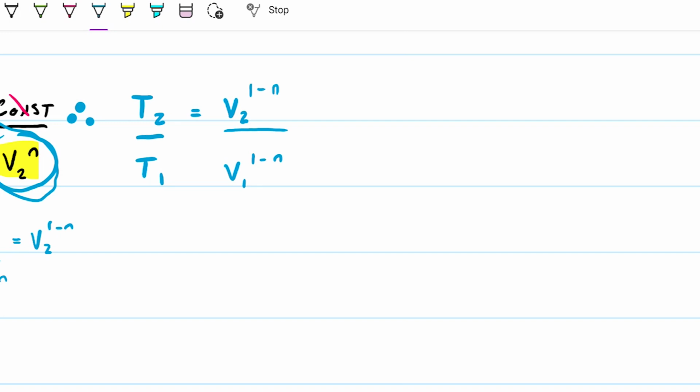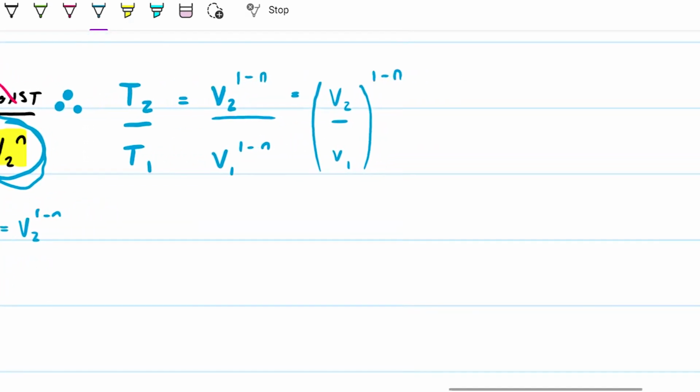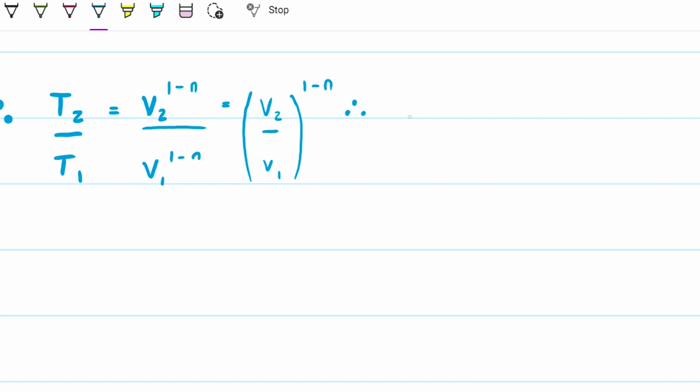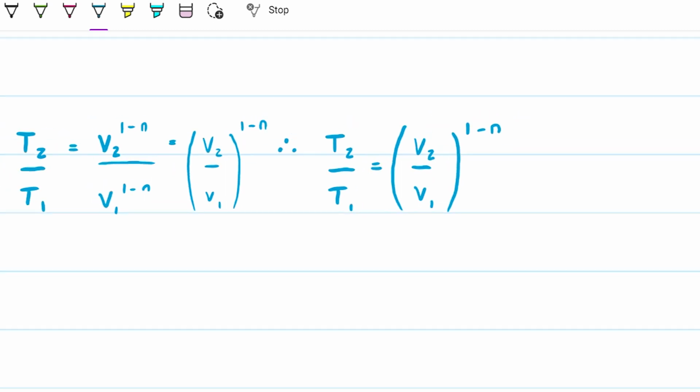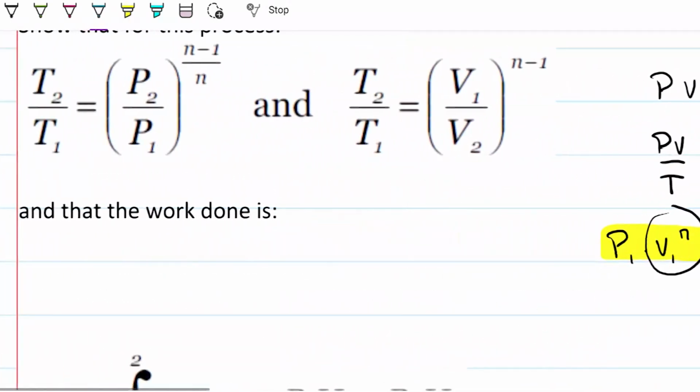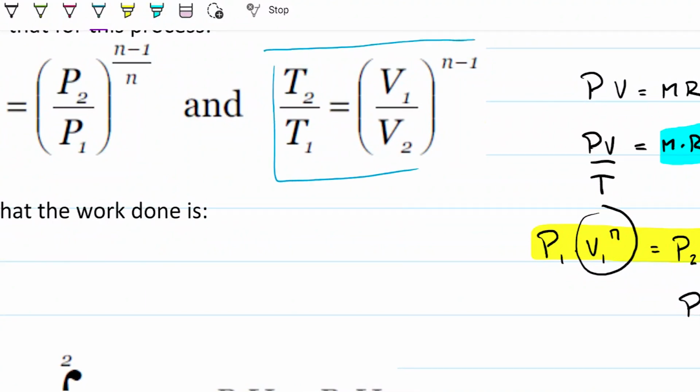Cool. And now, this is pretty much what we needed to do, because if they're both the exponent there, then this is the same thing as saying this is just V2 over V1. This is mathematically equivalent to doing it on the fraction instead of on each of the individual. So note that what we ended up with is T2 divided by T1 equals V2 over V1 to the 1 minus n. And that's exactly what I wanted to prove. T2 over T1 equals, yep, this is one of them anyways. This is this one here.